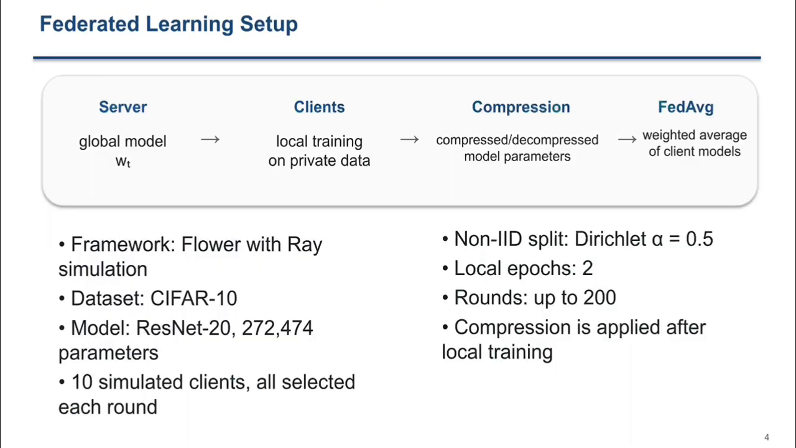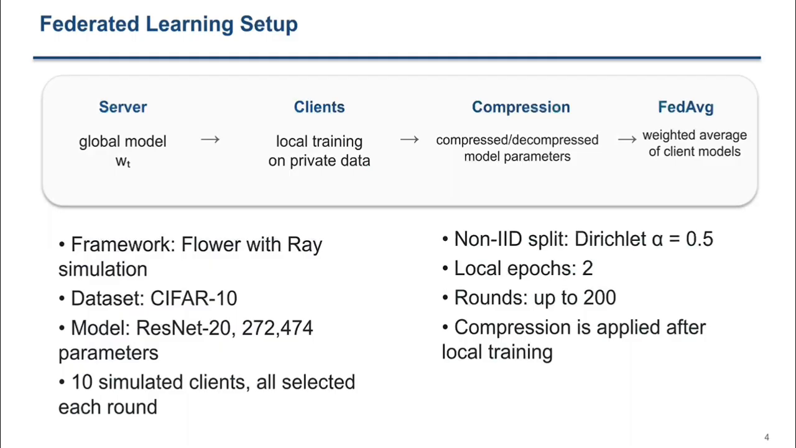The experiments use Flower with Ray simulation. Flower provides a federated learning structure, including client, server, and FedAvg aggregation. Ray allows clients to be simulated on one single machine. The dataset is CIFAR-10 and the model is ResNet-20. I used 10 simulated clients.